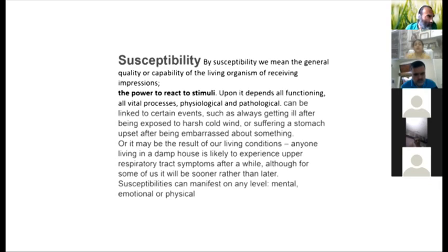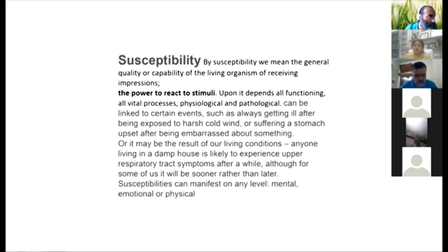Susceptibility, by which we mean the general quality or capability of the living organism of receiving impressions, that is, the power to react to stimuli. Upon it depends all functioning, all vital processes, physiological and pathological. It can be linked to certain events, such as always getting ill after being exposed to harsh cold wind, or suffering a stomach upset after being embarrassed about something, or it may be the result of our living conditions. Anyone living in a damp house is likely to experience upper respiratory tract symptoms after a while, although for some of us it will be sooner rather than later.